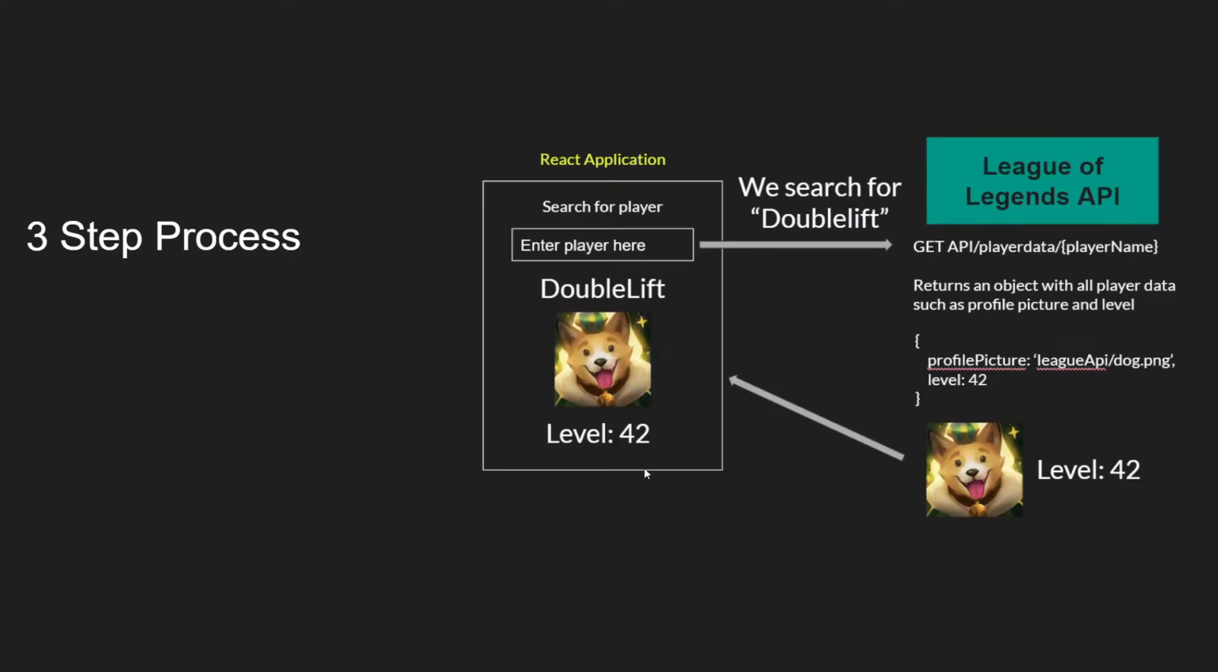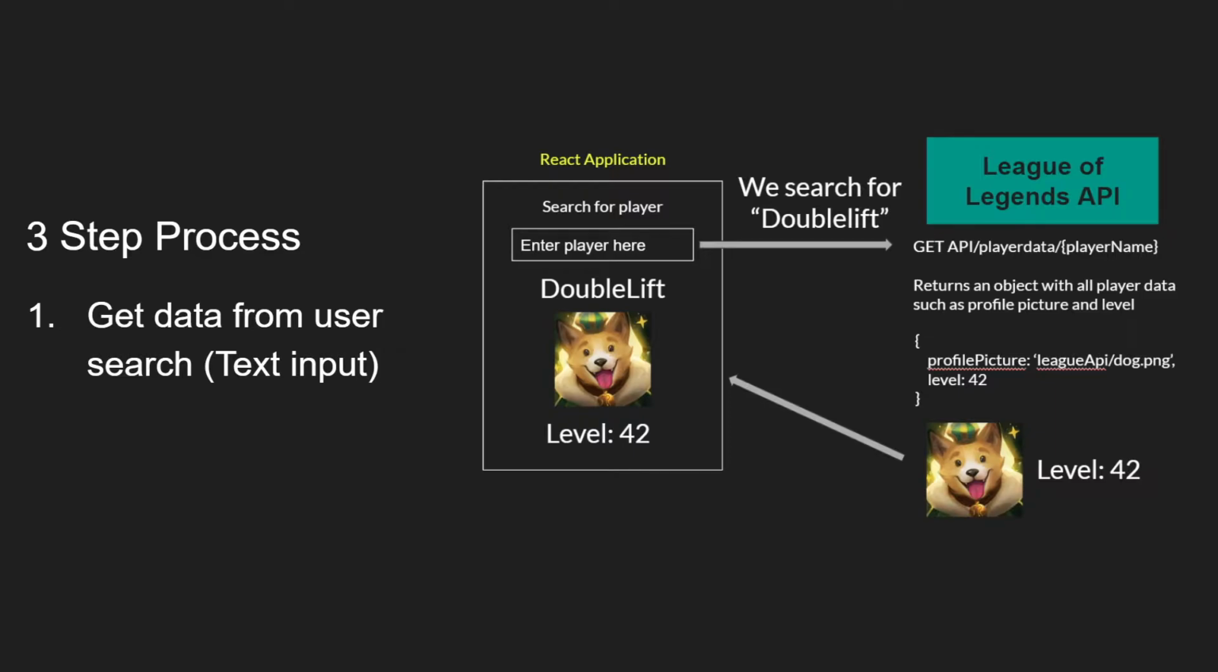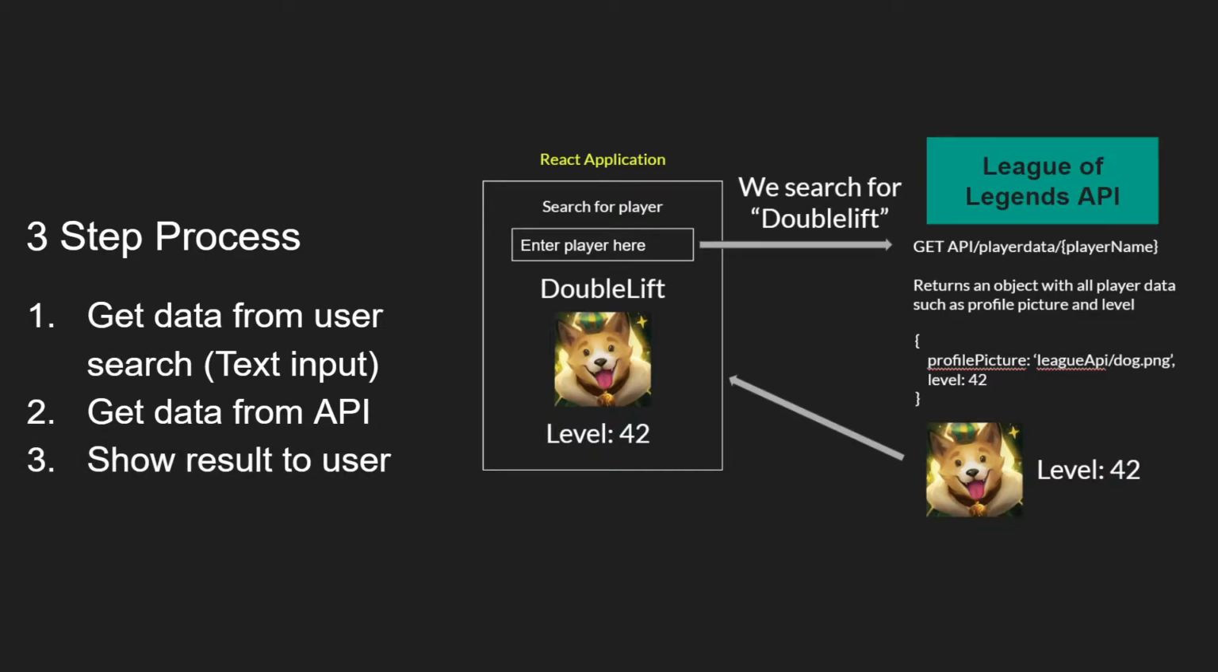So just to recap that, there's kind of a three-step process in this diagram. The first one is getting data from the user search, getting that text input. Then we want to get data from the API using that text input. For example, searching for double lift. And then we want to show that result to our user. Once we're there, we're done and we're good to go.